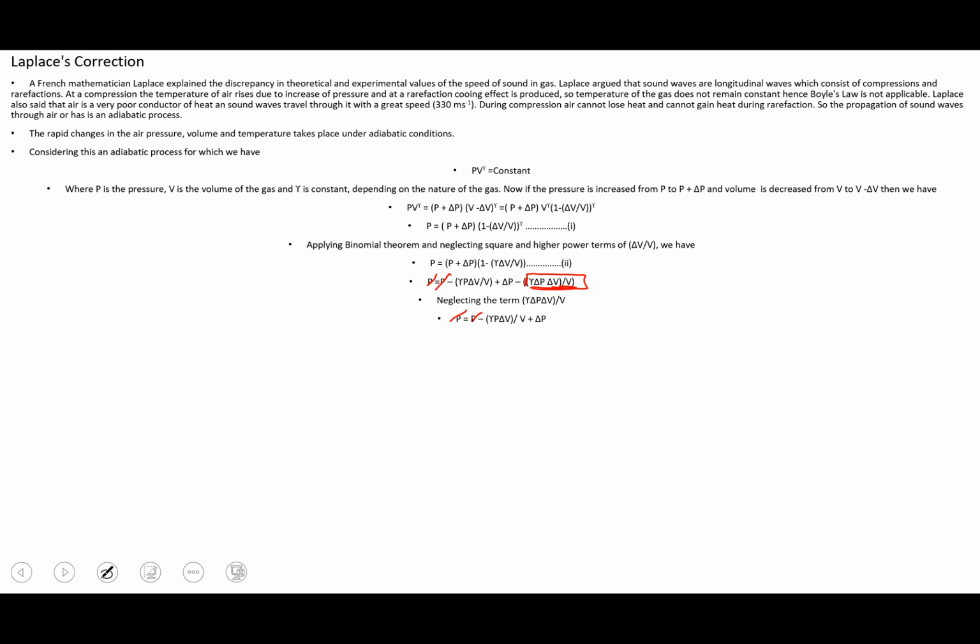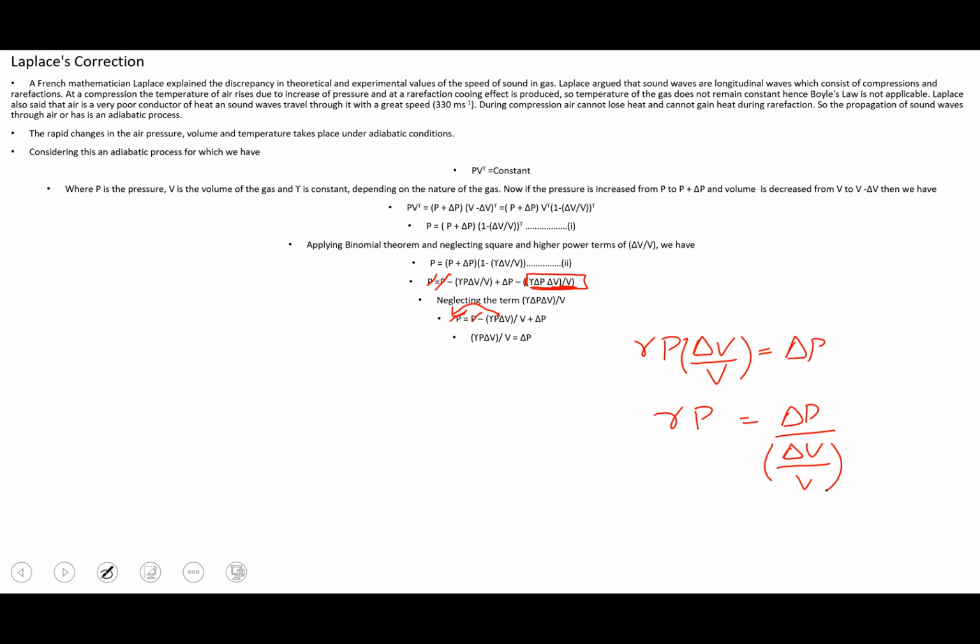What we are left with now is gamma P delta V divided by V is equal to delta P. Now, this whole thing, as it is a term, it will go on to the side, it will be positive, and we are left with gamma P delta V divided by V is equal to delta P. So if we take this whole value to the other side, it will be gamma P is equal to delta P divided by delta V divided by V.